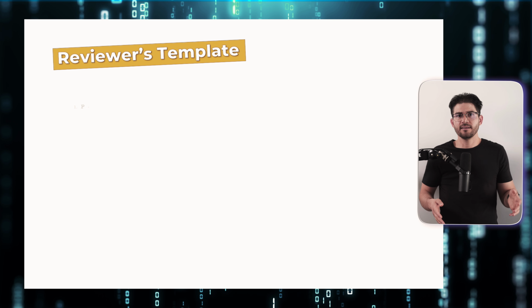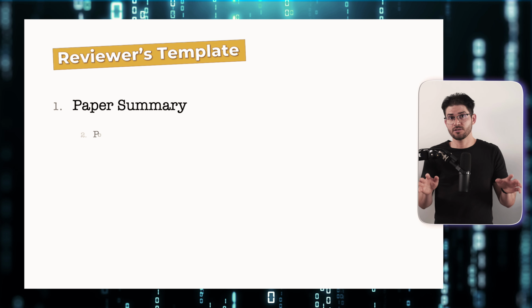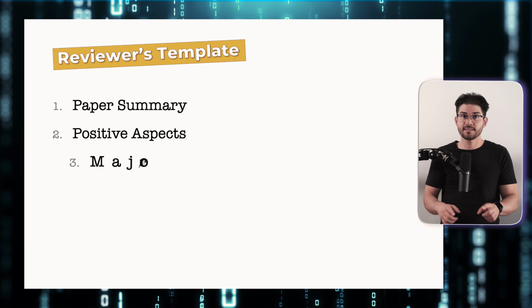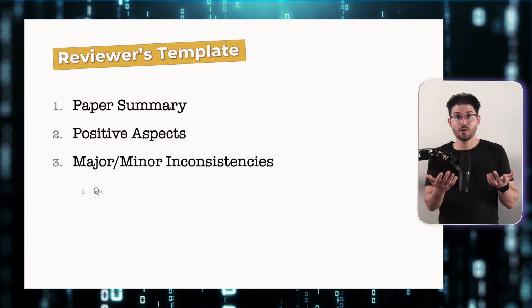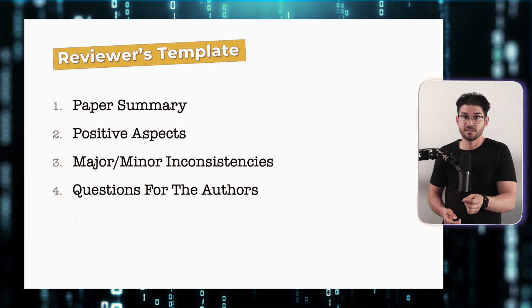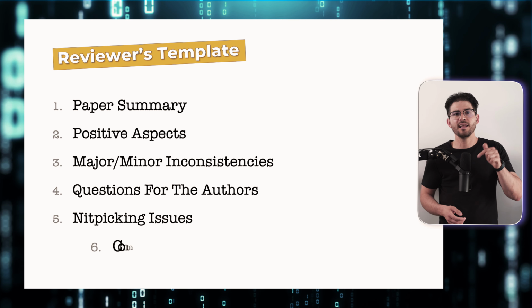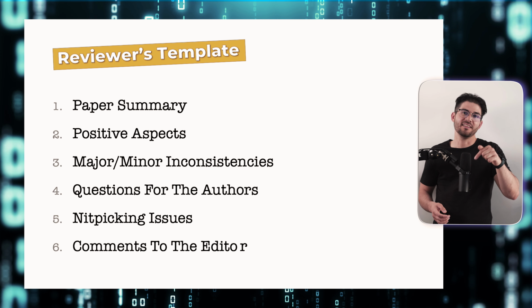So to help me out, I use a simple template to guide my review, and at the same time, be sure that I covered all the aspects of the review. My template is actually quite simple. It includes sections for a summary, positive aspects, major and minor inconsistencies, questions for the authors, nitpicking issues, and comments to the editors. I will leave you a link to the template in the description down below if you want to look at it. So having this predefined structure has been really helpful to me, and I encourage you to always use a template when reviewing a paper.